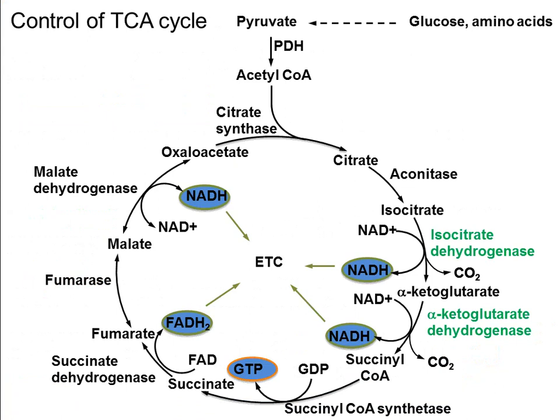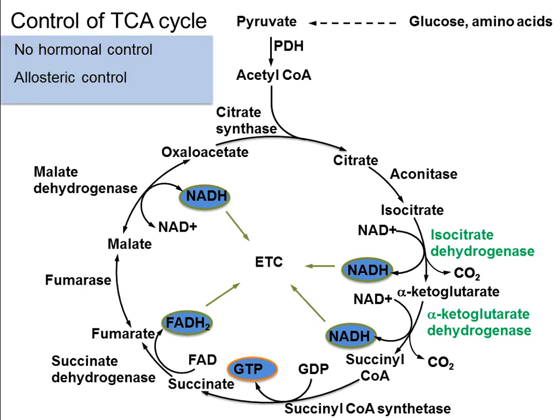Now, let's look at the control of the TCA cycle. For the TCA cycle, there's no hormonal control. When I show this to my students, they are very happy because it means less work for them. But the TCA cycle does have allosteric control. When I show this to my students, their minds start to rattle. Allosteric control, in some cases, can be quite confusing. But I told my students, for the TCA cycle, allosteric control may be easier than you think.